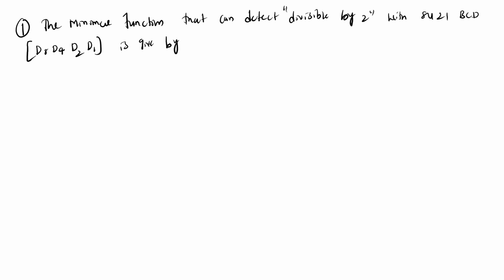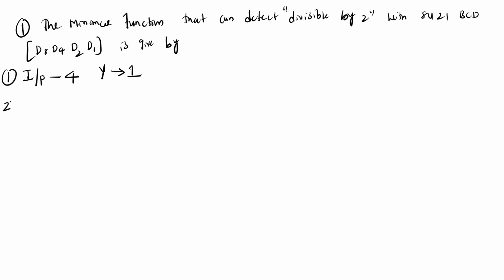So what is the first step? You need to find out the number of inputs and outputs. How many inputs are there? He has given BCD code, which means you have D8, D4, D2, D1. Four inputs are there. What is the output? You have only one output. So this is the first step.